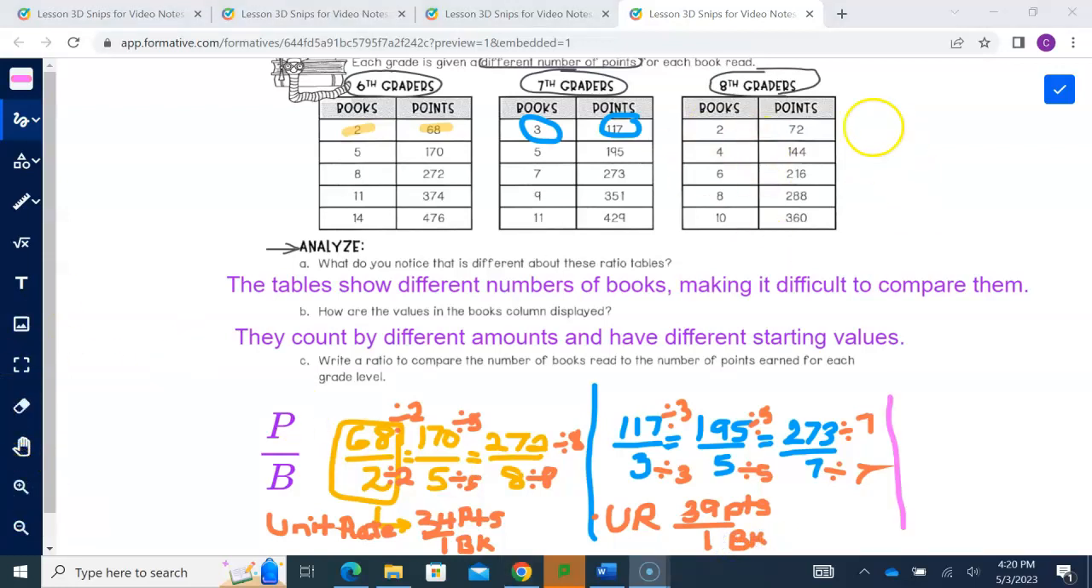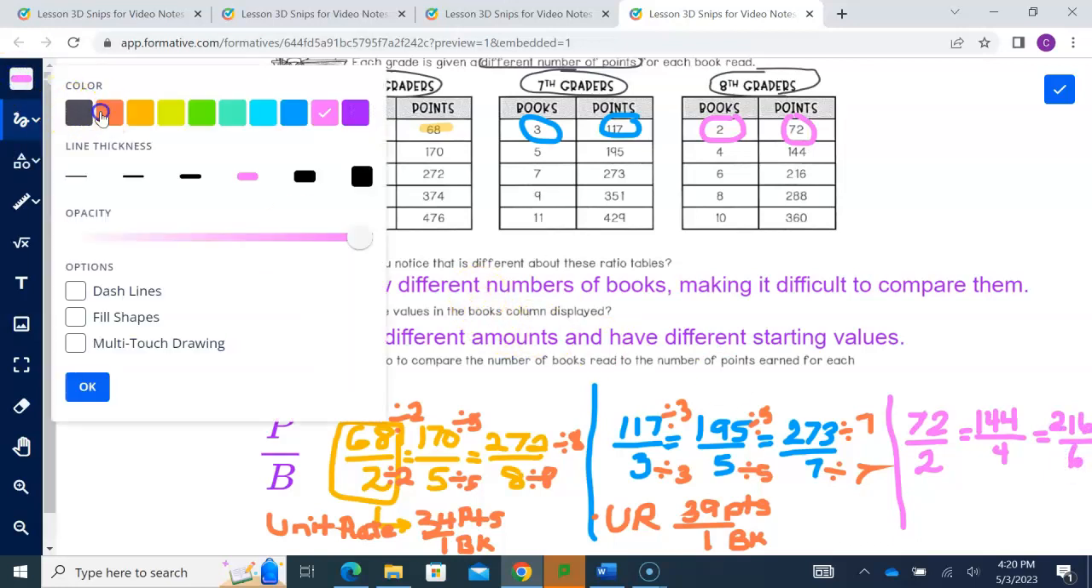Okay, and now we're going to create some ratios from our table with the 8th grade to figure out their unit rate. So I'm looking at 72 to 2. They got 72 points for 2 books read. Or if they read 4 books, they earned 144 points for 4 books. And a third fraction, I could use all of them, I'm just doing 3: 216 points for 6 books.